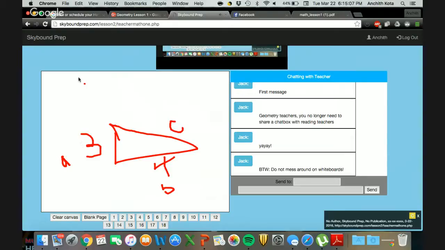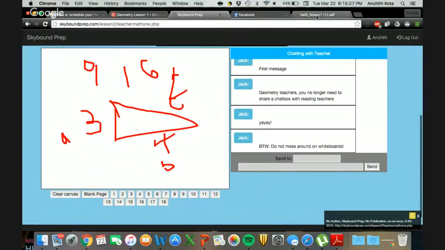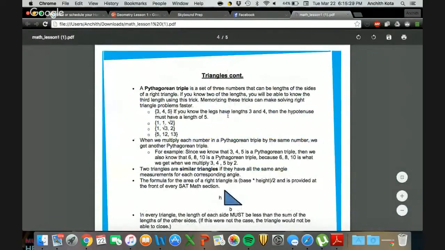So 3 squared gives us 9, 4 squared gives us 16, and when we add those two together, we get 25. And then, because this gives us C squared, we have to square root it to find the value of the hypotenuse. So we square root 25 and we get 5.